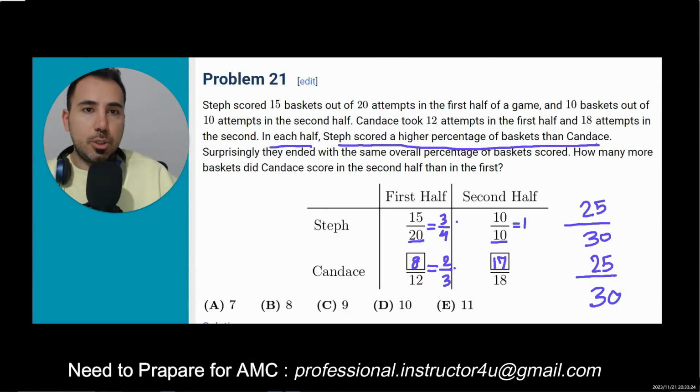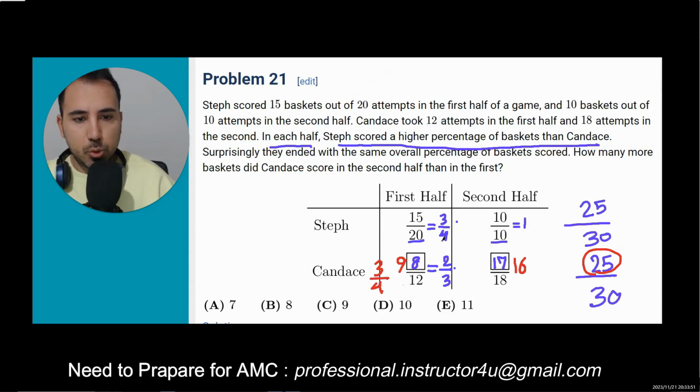Now we tried 17, right? Could there be more than one right answer? We checked that 18 was impossible. If instead of 17 it's 16, we know it's going to be 25, so Candice would have to score 9 here. But 9/12, dividing both by 3, is 3/4, which would be equal to this. But we know Steph has to be higher than this, so it's not allowed. As simple as that.